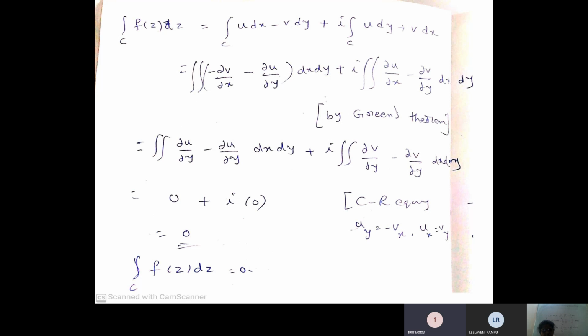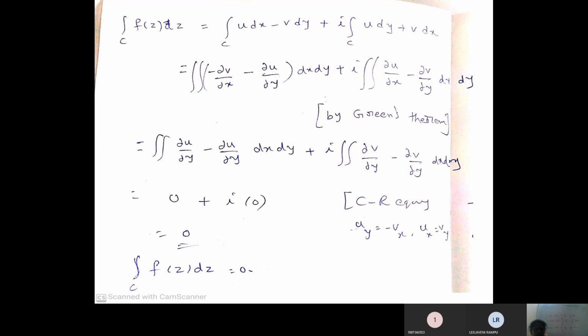u_y equal to minus v_x. ∂v/∂x means v_x, minus v_x means u_y. Look at the PPT. Minus ∂v/∂x means ∂u/∂y. Write down ∂u/∂y as it is, and ∂u/∂x means ∂v/∂y, u_x equal to v_y. So ∂u/∂x equal to ∂v/∂y.